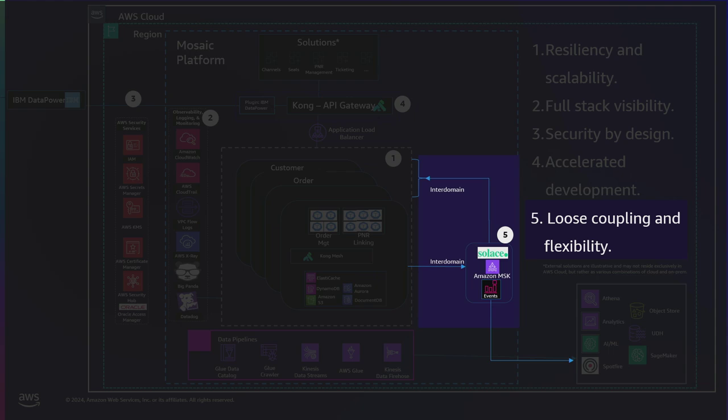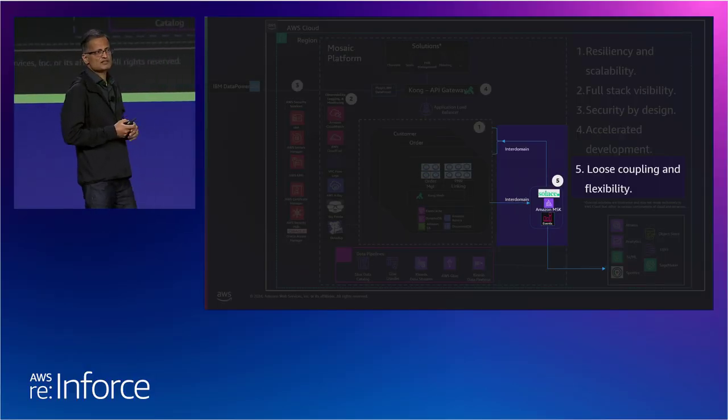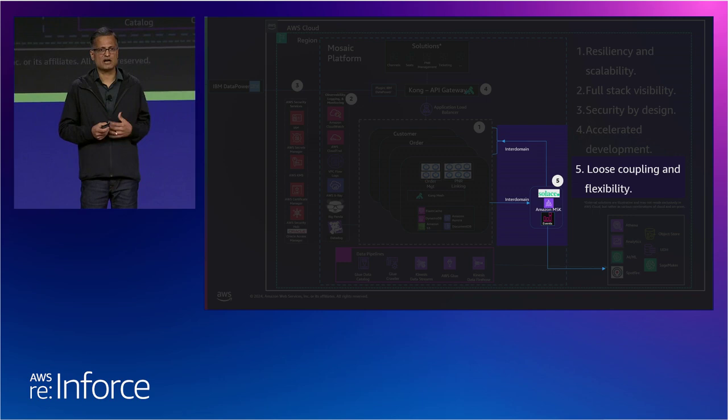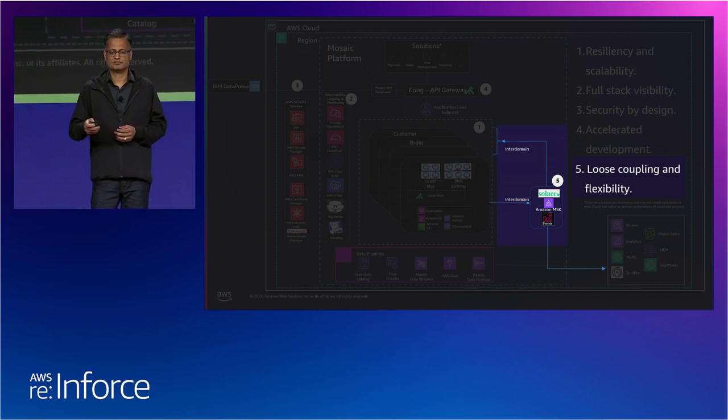And lastly, loose coupling. We are using Amazon MSK and Solace for our message broker, which allows communication between the services in the application and also across the applications, across different domains. It also helps us to send all the events downstream to our data lake.